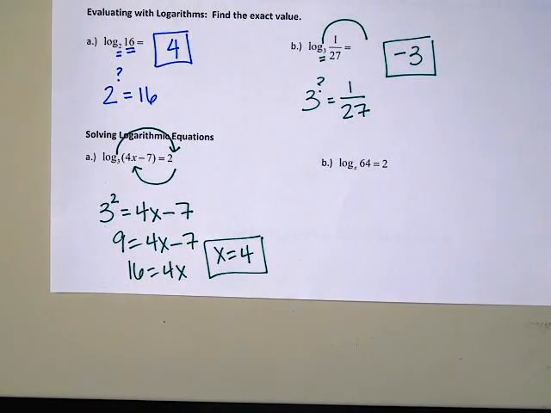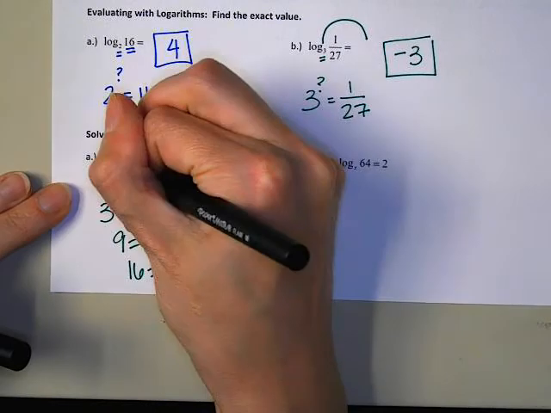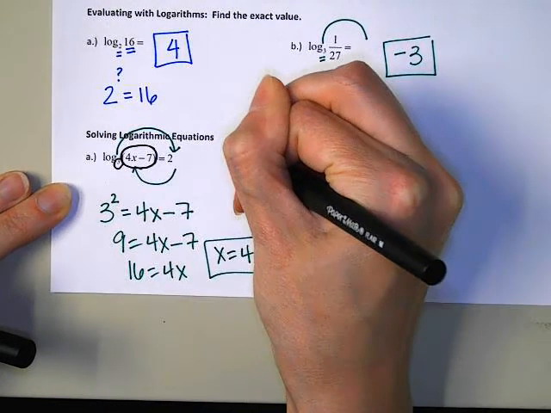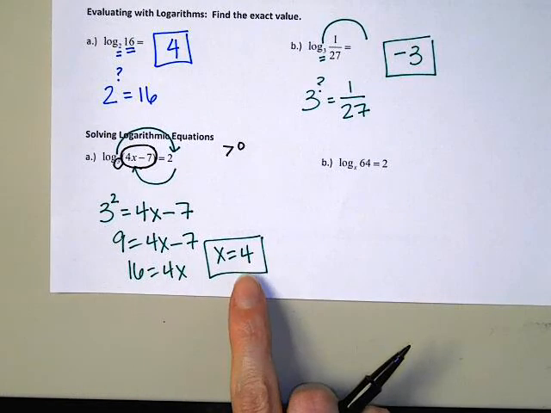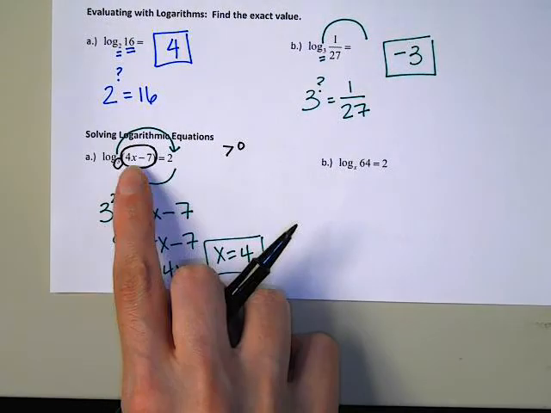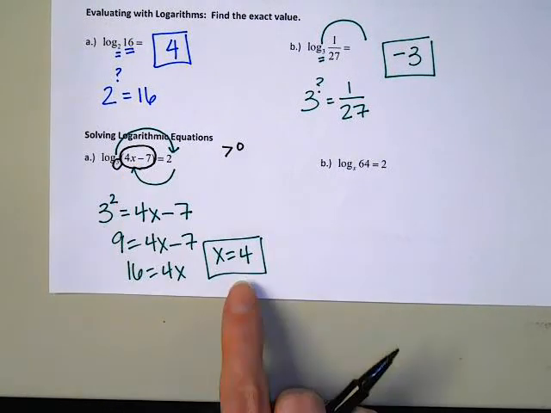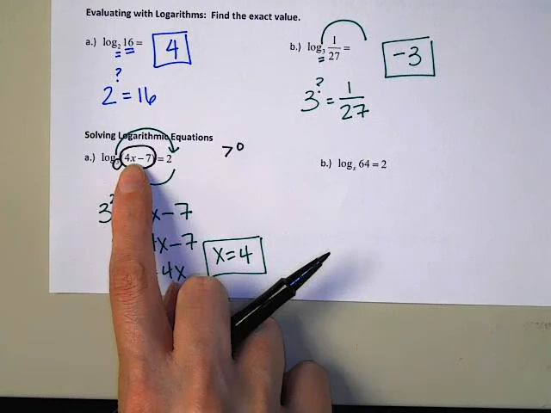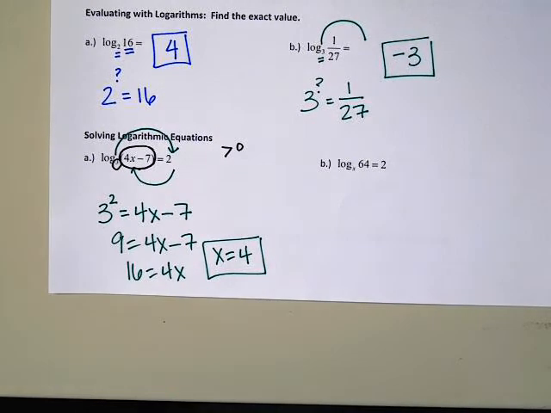Now, one thing you guys have to check is that the base, and this we call the argument, they always have to be greater than 0. So if you ever get something that's not greater than 0 when you plug it back in, it's an extraneous solution. But this one's all good. We get a positive number, so x equals 4.